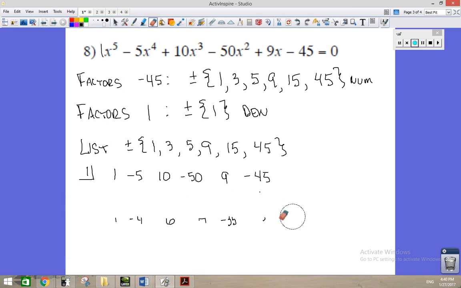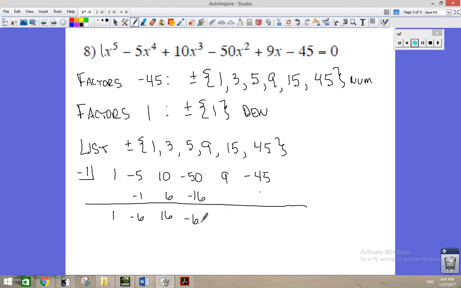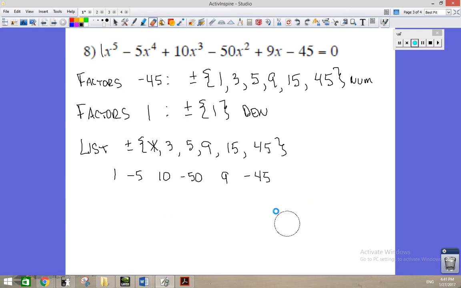So let's try a negative 1 and hope I didn't make a silly arithmetic error in going through that. I don't think I did, but yeah, I'm not getting a 0 here either. So I can scratch off 1 and negative 1 from the list. All right, so let's try to look at 3 and negative 3.